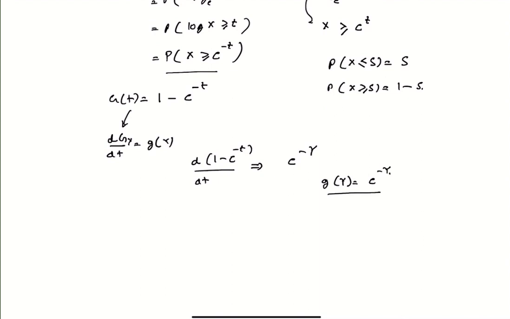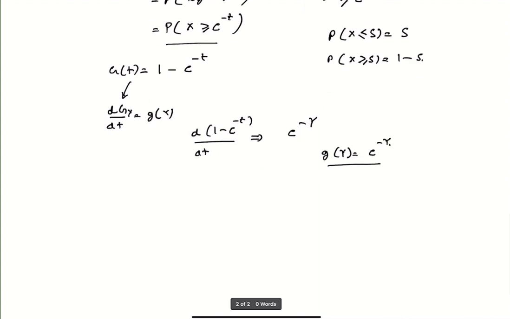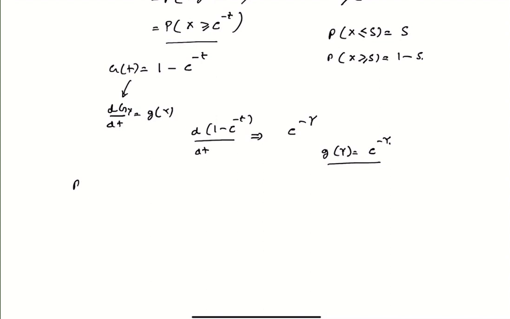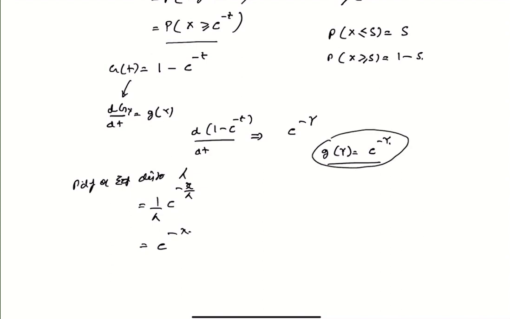Now what is this g of y? If you remember, the PDF of the exponential distribution with the parameter lambda is 1 by lambda e to the power minus x upon lambda. So if lambda is equal to 1, then it's just going to be e to the power minus x. Here it is y. So this is just the exponential distribution.